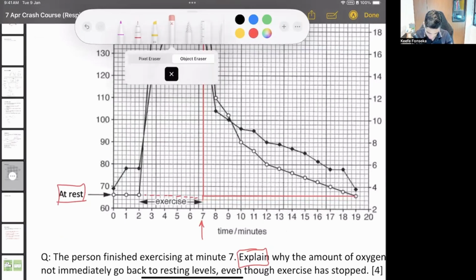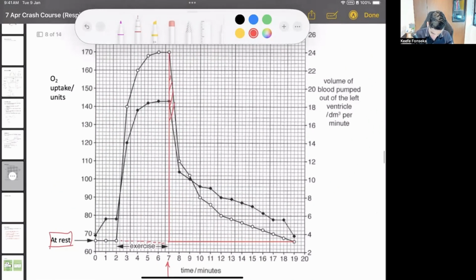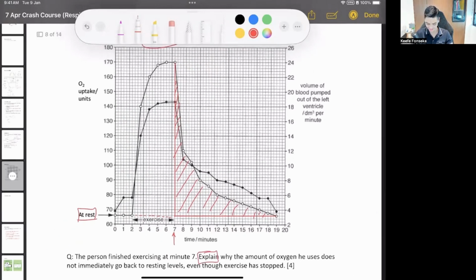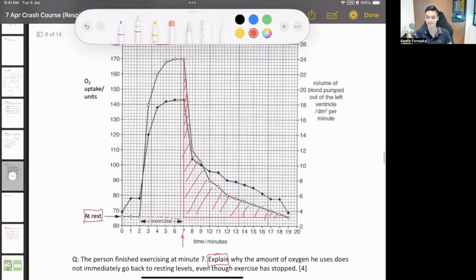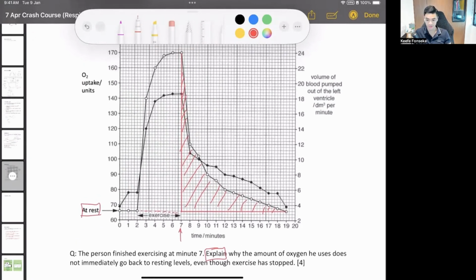So the question is, why does he need to take in so much extra oxygen? You see, this shaded area shows you the extra volume he has been taking in for no good reason. Okay, I mean, there is a good reason, but that's your job to explain why he needs to take this extra oxygen. Okay, so that is how to do this question.